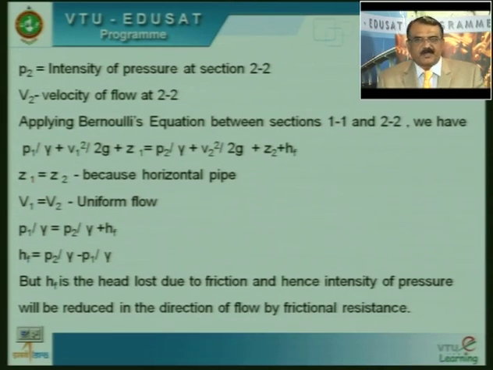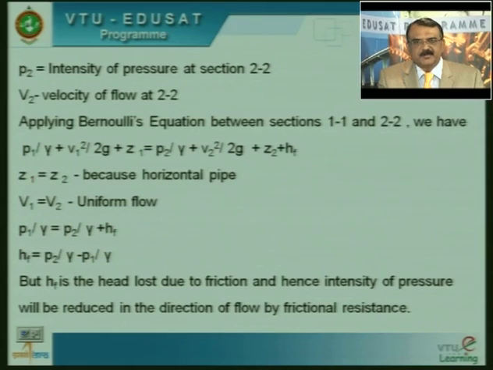But what is HF? HF is the head loss due to friction, and hence the intensity of pressure will be reduced in the direction of flow by frictional resistance. That is what we saw in the figure. If you introduce a piezometer at section 1, and a piezometer at section 2, the piezometric height at section 1 is not equal to the piezometric height at section 2. So, we know that that is due to this frictional resistance. That is what I mentioned in this line.